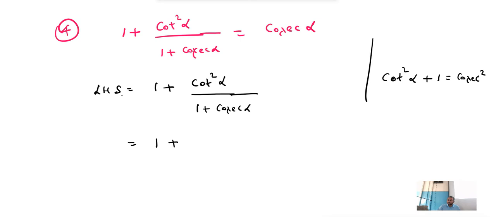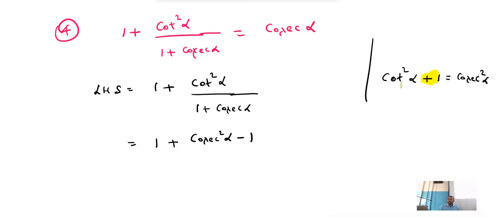Is equal to cosecant square alpha. Remember this identity? Sin square plus cos square is 1. Tan square plus 1 is secant square. Cot square plus 1 is cosecant square. Now shall we substitute here? In place of cot square alpha, what can we write? What is cot square alpha? Cot square alpha is cosecant square alpha minus 1.